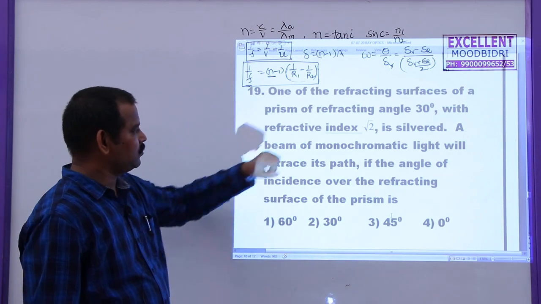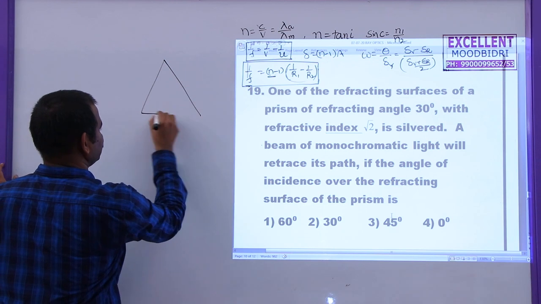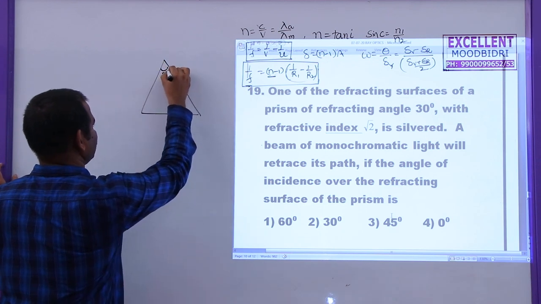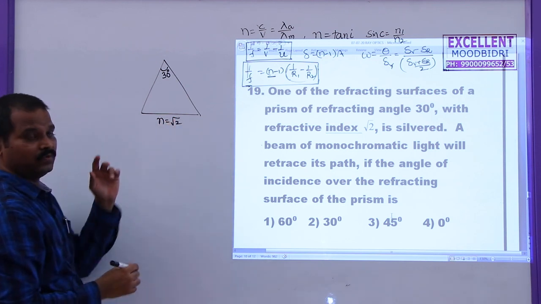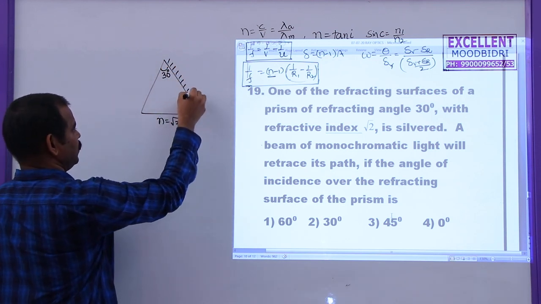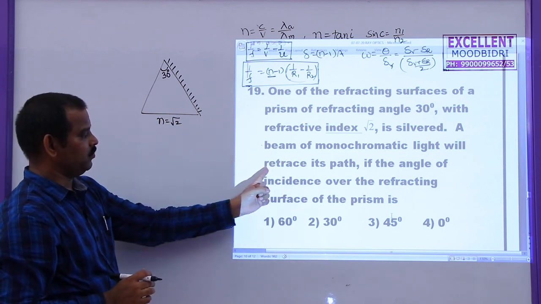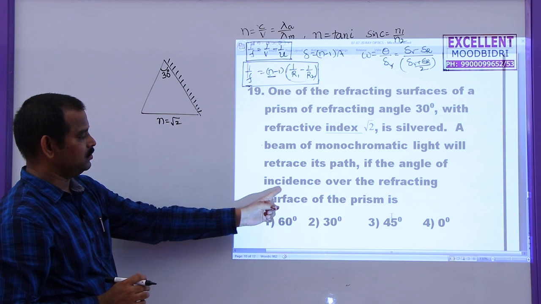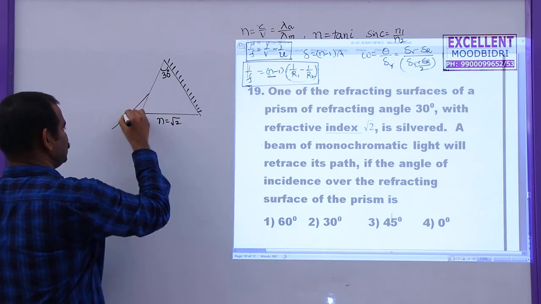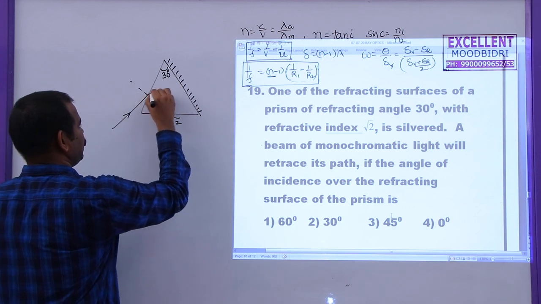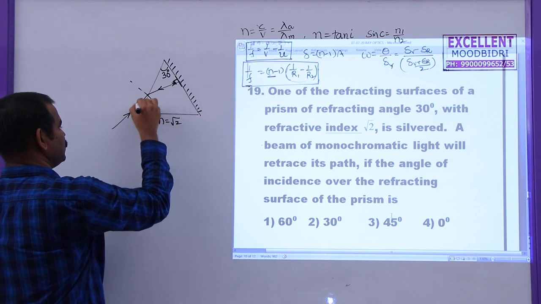One of the refracting surfaces of a prism of refracting angle 30 degrees, with the refractive index n equal to root 2, is silvered. So one of the surfaces is silvered here. A beam of monochromatic light will retrace its path if the angle of incidence on the refracting surface of the prism is dash. Now, if the light ray which is incident here, after refraction strikes the silvered surface normally, at 90 degrees, then it will retrace its path and come back.